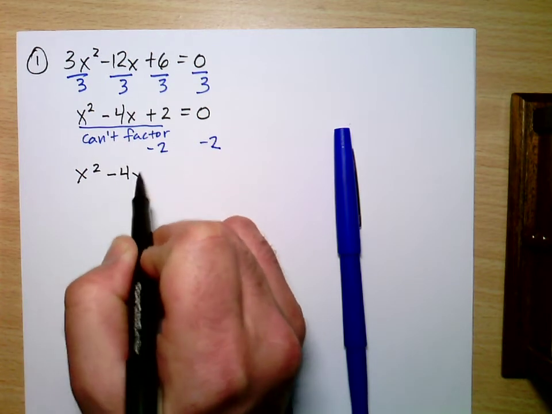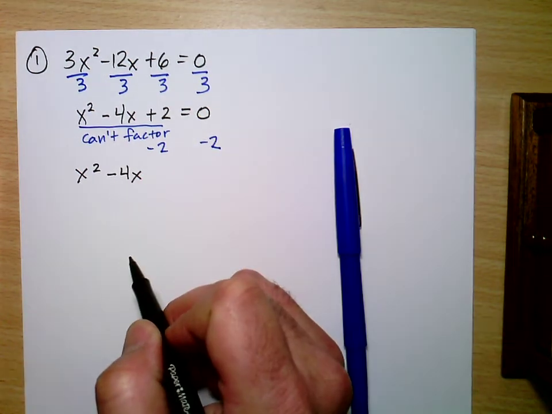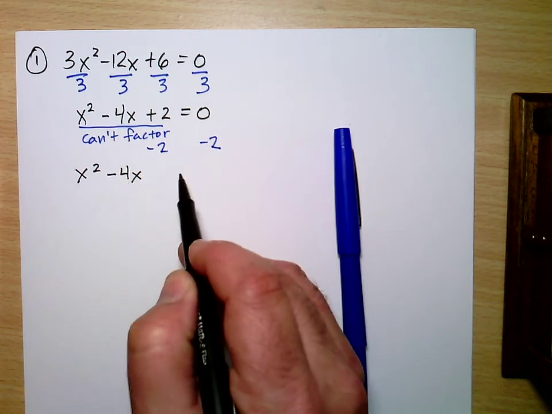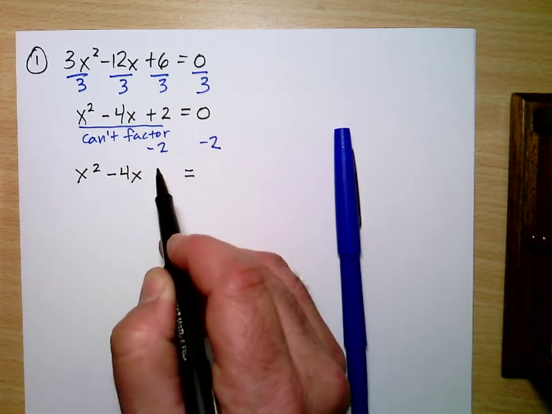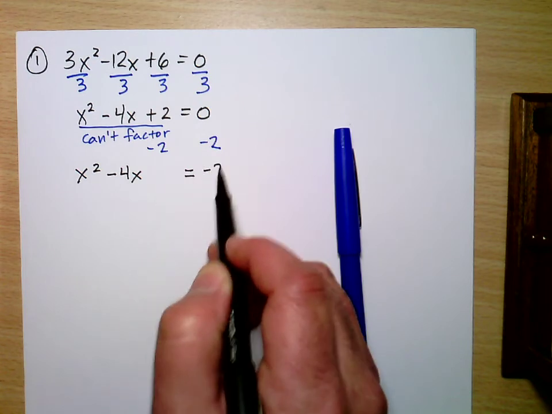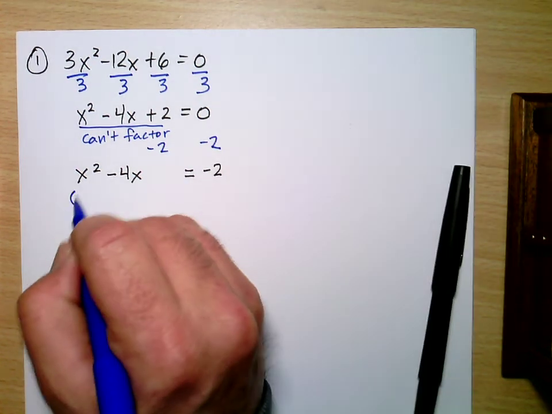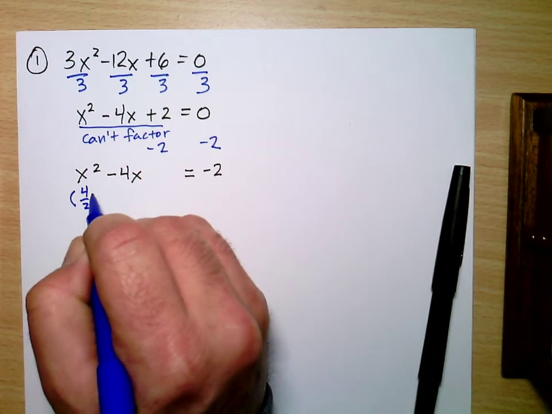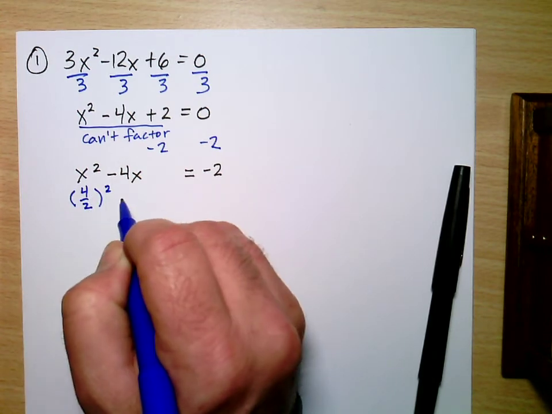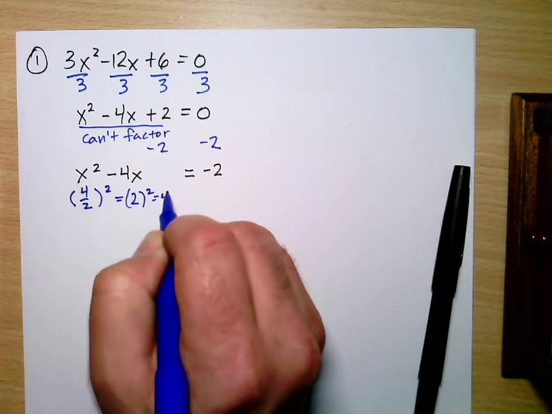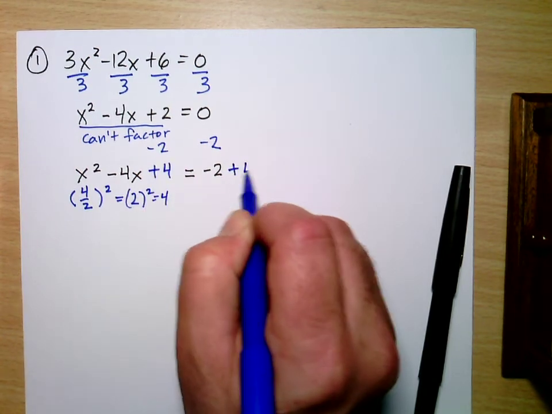Keep everything lined up. Okay, so x squared minus 4x, and I'm going to just leave a little space because we're going to complete the square right here. So what am I going to do? I'm going to take 4 divided by 2, squared, which equals 2 squared, which equals 4. And I'm going to add it to the other side.